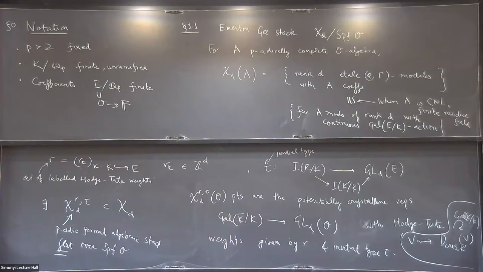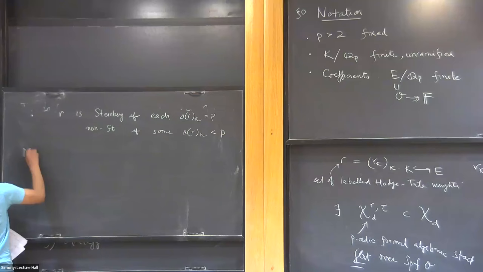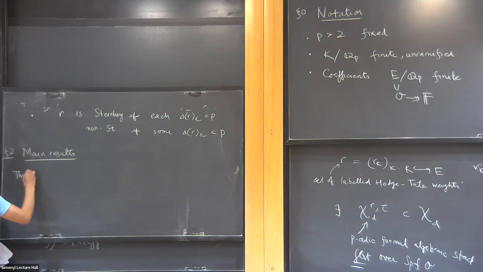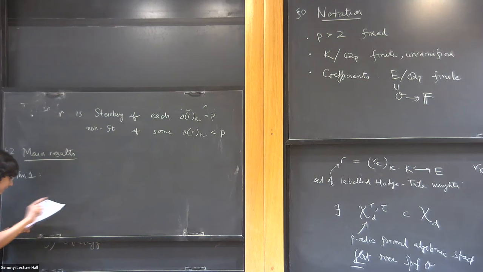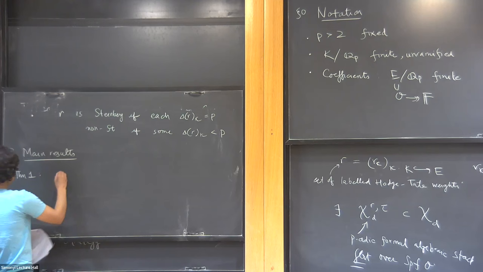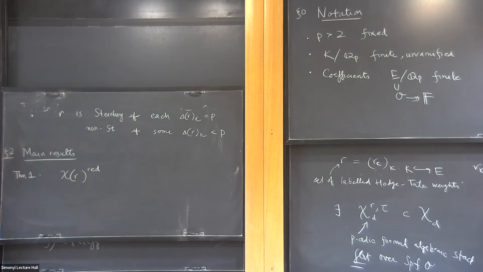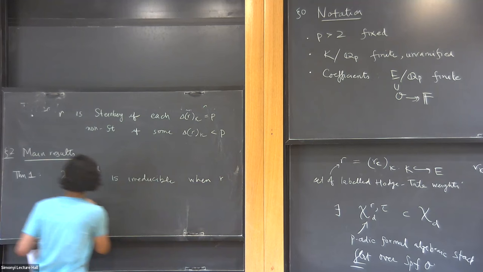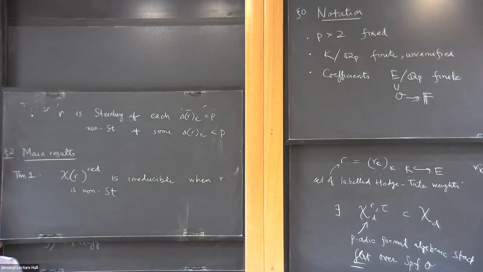Okay, so let me state our main results. Theorem one. Maybe I'll state it first and then I'll attribute more people to it than just us. This locus, the locus of mod p representations admitting crystalline lifts with Hodge-Tate weights R, this locus is irreducible when R is non-Steinberg, which is completely irrelevant for us anyway.